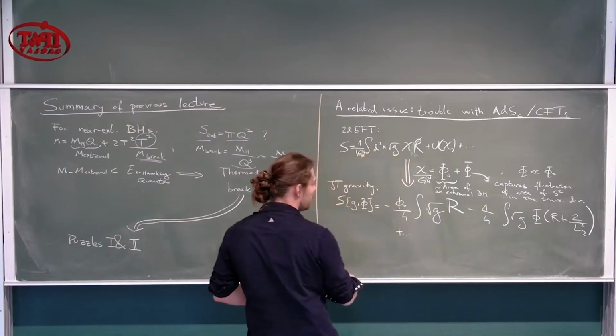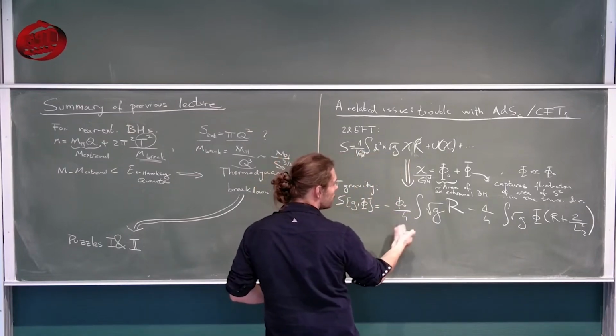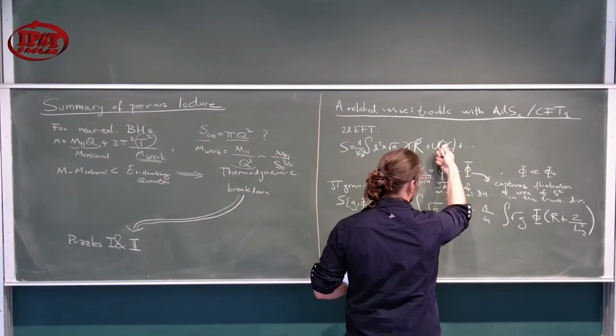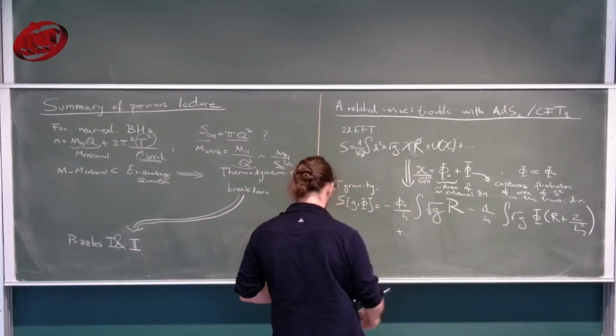In addition to this, there are degrees of freedom that in general either have masses that scale like phi naught, or there are corrections that come from the dilaton potential that are suppressed in 1 over phi naught.